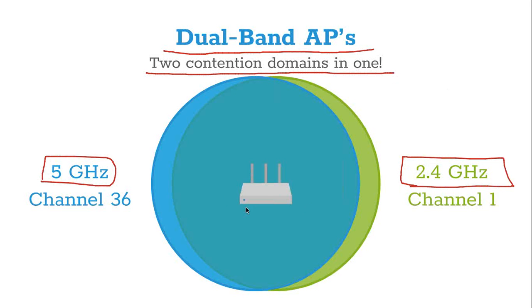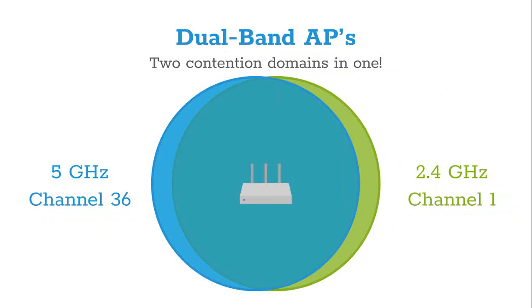The great thing here is that in the 5 gigahertz band, maybe we've got it configured to channel 36, and that's its own contention domain. And then in the 2.4 gigahertz band, we've got it configured to channel 1, and that's its own contention domain. So now we can split half of our devices over onto the 5 gigahertz band and the other half over into the 2.4 gigahertz band. And so now we have split our contention domain in half. So now we've got two contention domains once again.